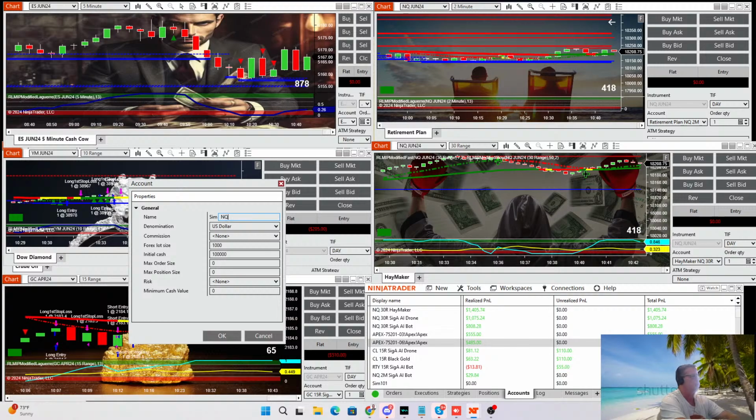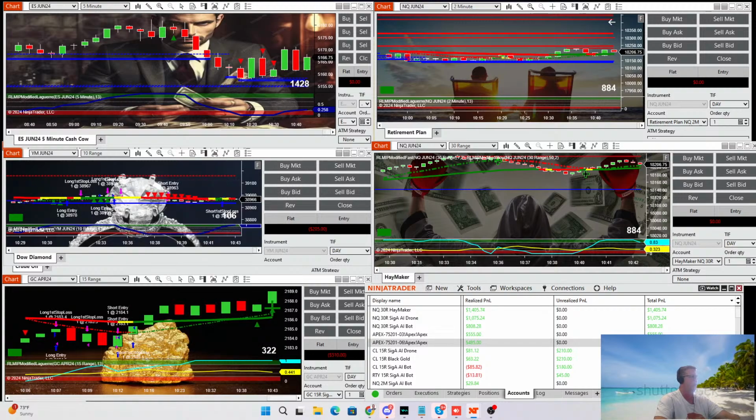Let's just say it's the NASDAQ 2-minute AI bot, and I would name it just to distinguish it from the others, and I know what strategy I'm looking at the performance of, and I would click OK. And if my data was disconnected, it would create a new account.